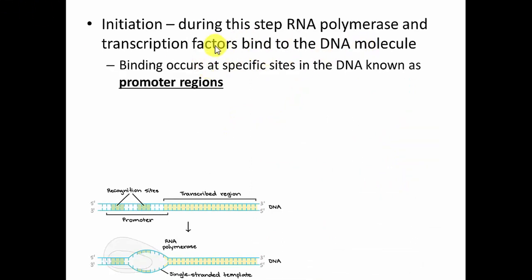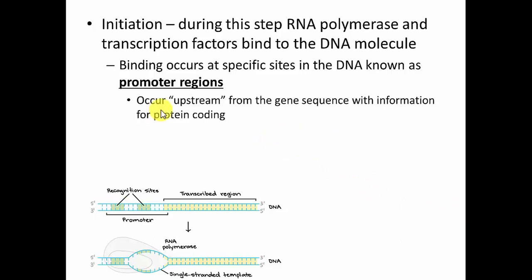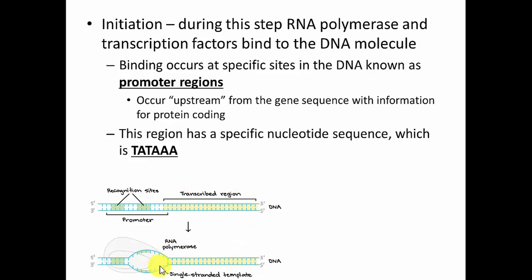Initiation will occur at a site called a promoter region. A promoter region is the specific area where the transcription factors will bind. As I mentioned, they occur upstream. So if this is the transcribed region, this is the area that we're going to elongate into an RNA molecule. The promoter region will occur just upstream from that. From there then, RNA polymerase will bind to that and move downstream to turn that into the RNA product itself.